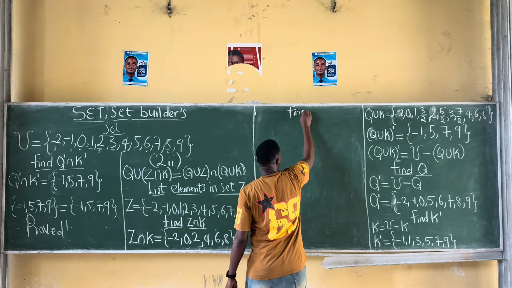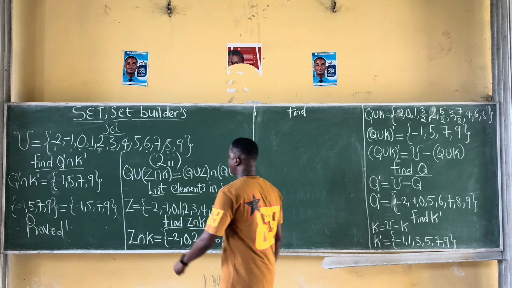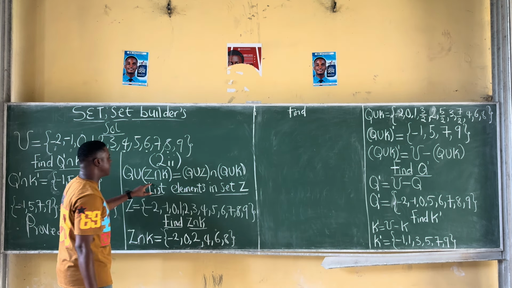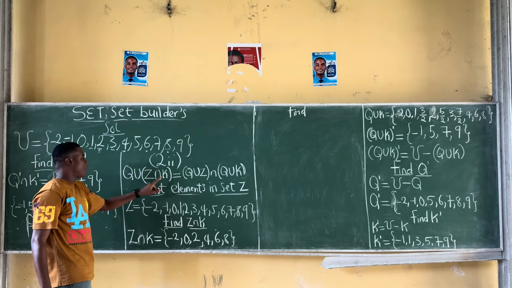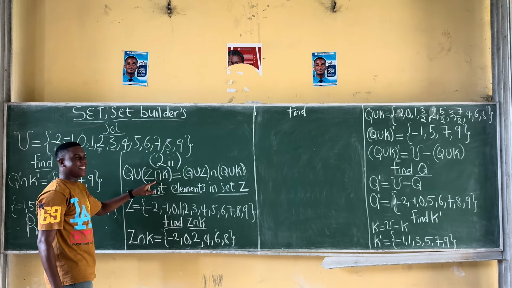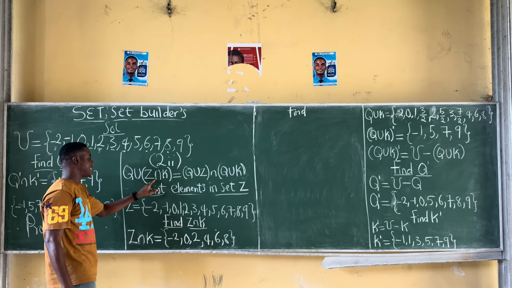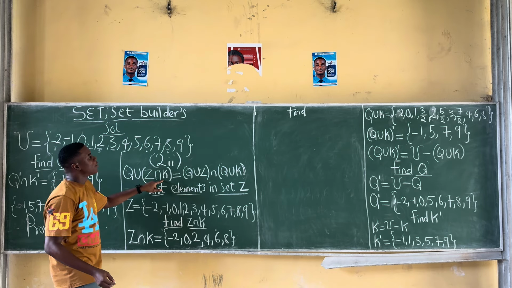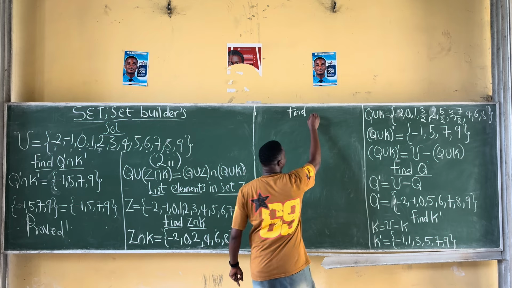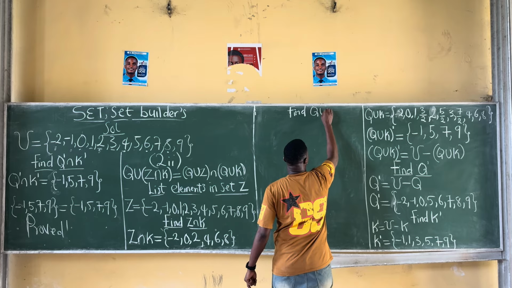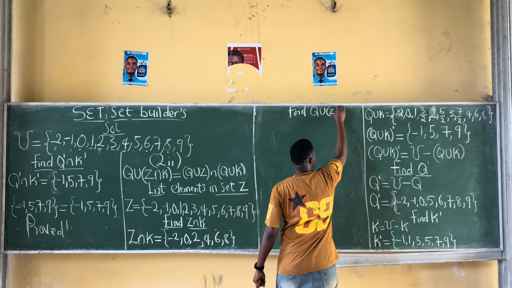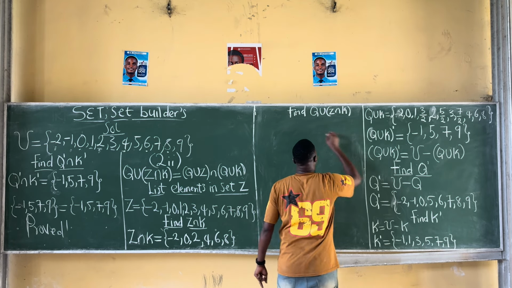Now, the next task. Find Q union Z intersection K. Now Q union Z intersection K is the same thing as Q union K. Remember, because Z intersection K is the same thing as K.